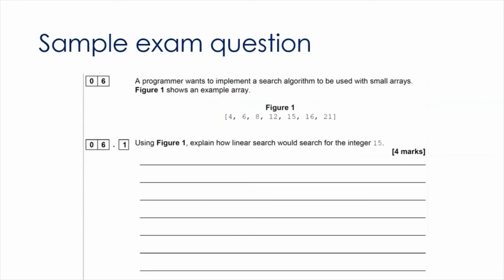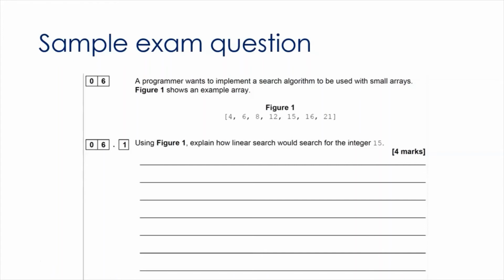Here's an example question. A programmer wants to implement the search algorithm to use with small arrays. Figure 1 shows the example array. So there's my list there of 7 items, and that is considered a small list. Using figure 1, explain how linear search would search for the integer 15. It's going to look through each item individually. It's going to iterate through each item in the list.